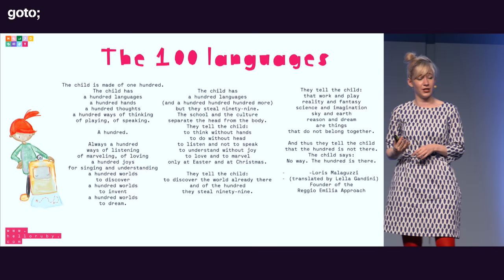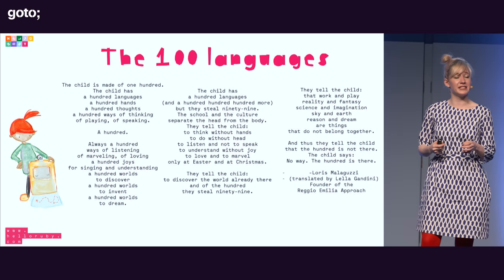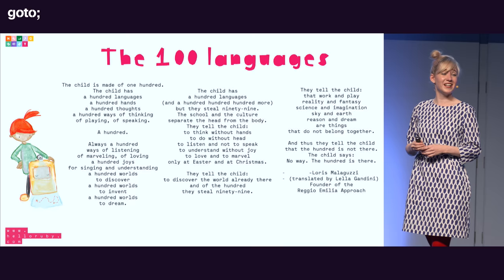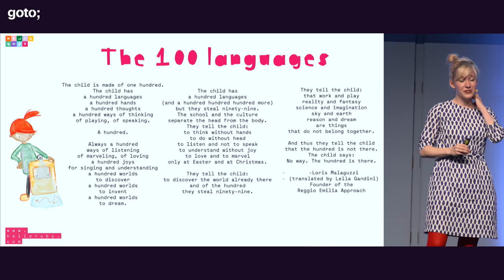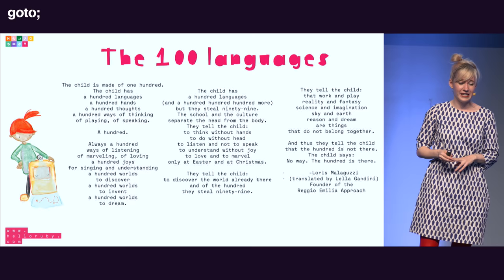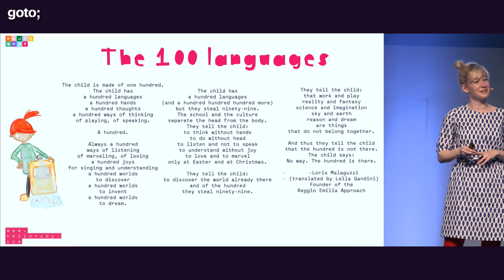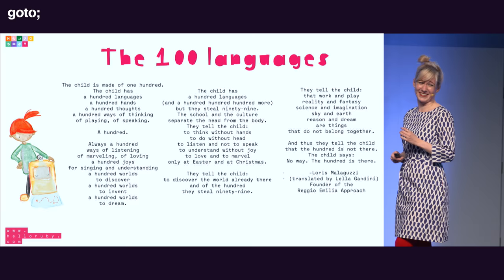And the poem is called The 100 Languages, and I think it's especially resonant for a group of programmers because they say that a child has 100 languages. The child has the language of sculpting, of painting, of crawling, of dancing, of singing, of programming. But so often we adults tell the child that there's only 2 languages of reading and writing. We tell the children that science and imagination, sky and earth, reason and dreams, work and play don't belong together. But luckily, the child knows that we have 100 languages.